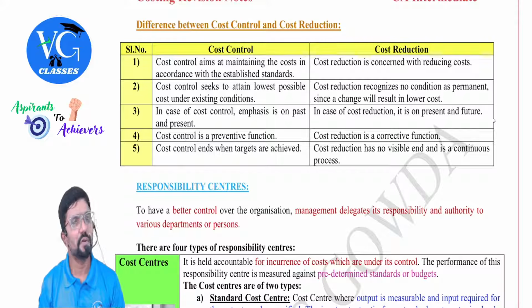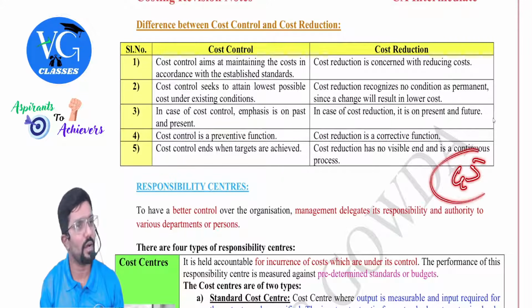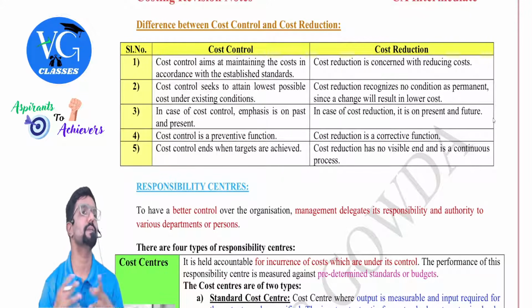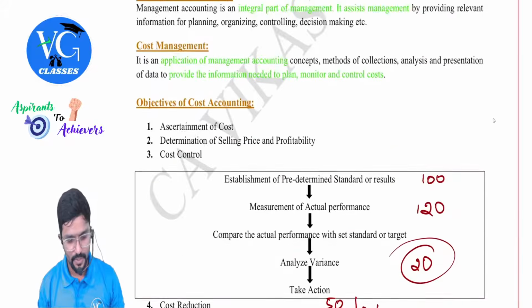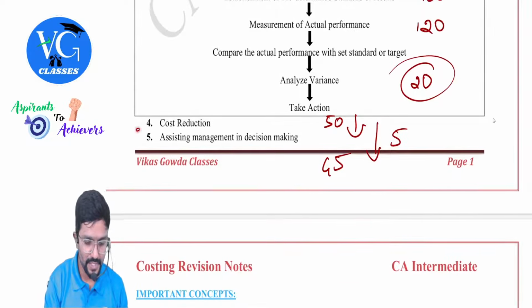Clear? So is there an end? Sir, once we achieve 45, will we stop? No. It is a continuous process. Okay, coming back, cost reduction we have discussed.